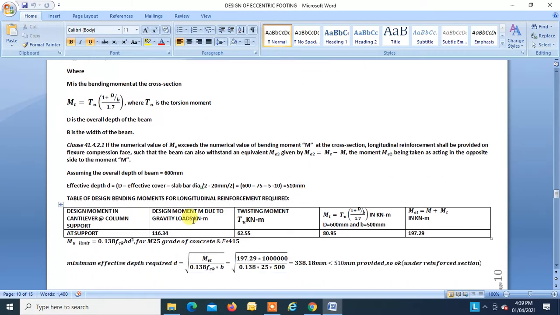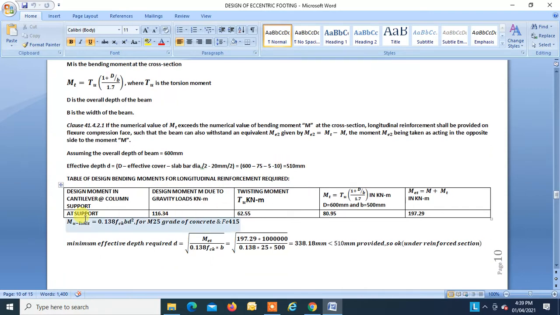Assuming the overall depth of the beam is 600 mm, effective depth d is equal to D minus effective cover minus slab bar diameter minus 20 mm divided by 2. This is slab dia by 2 and this is 20 mm divided by 2. We are assuming that we are going to provide main steel of 20 mm diameter at the bottom of the beam. So this is how we get our effective depth as 510 mm.